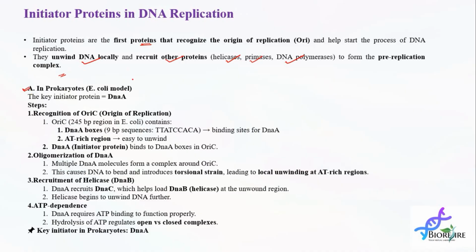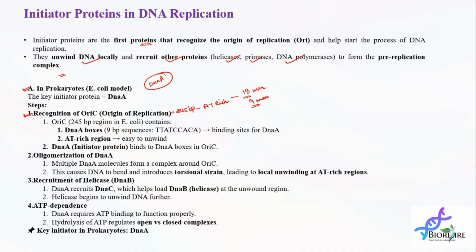In prokaryotes, the initiator protein is DNA A. How is it helpful? The first step is the recognition of the ORI region. The size of this region is 245 base pairs. It contains 9-mer and 13-mer sequences, meaning the number of base pairs is 13 at one region and 9 at the other.